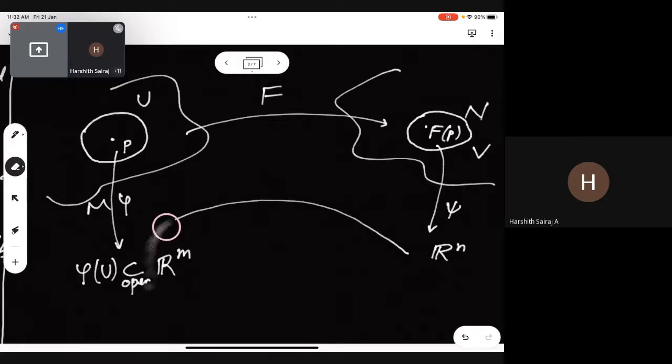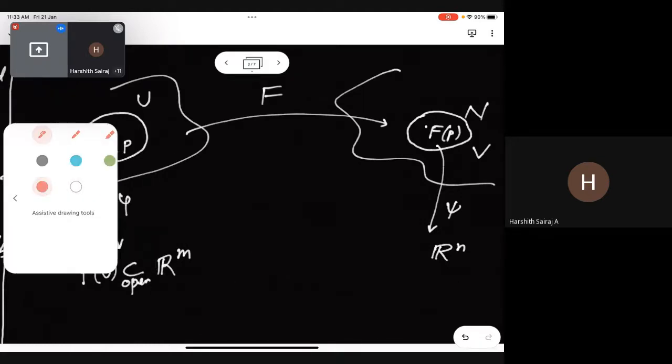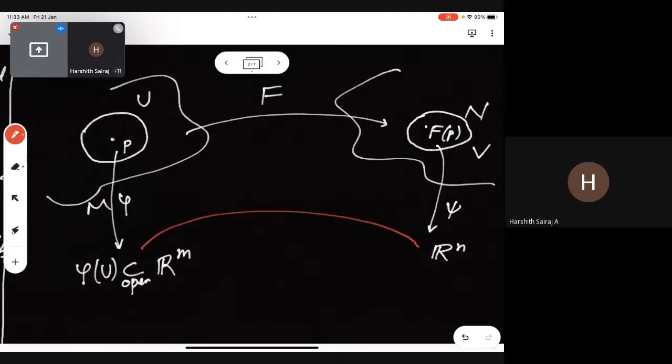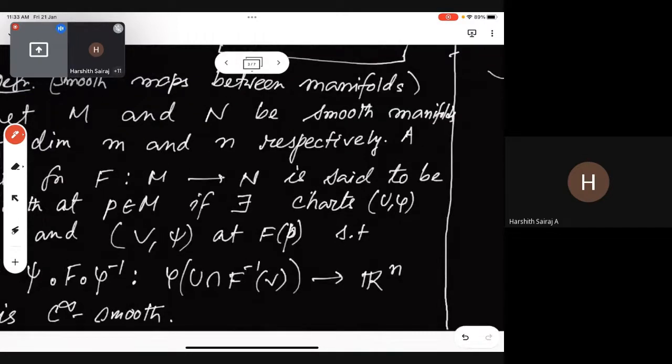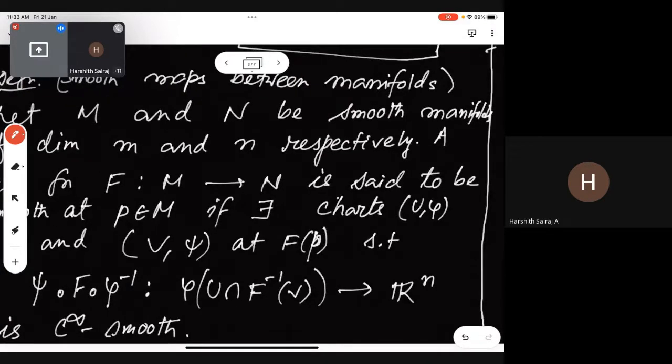So maybe let me put a different color here. So for smoothness, you want this map to be smooth. So this is the map. And of course, see here, psi is defined on V only. So the F inverse, if it does not contain U properly, you need to intersect. And that is why we have taken U intersection F inverse V. And F is chosen to be continuous, so F inverse V is open.